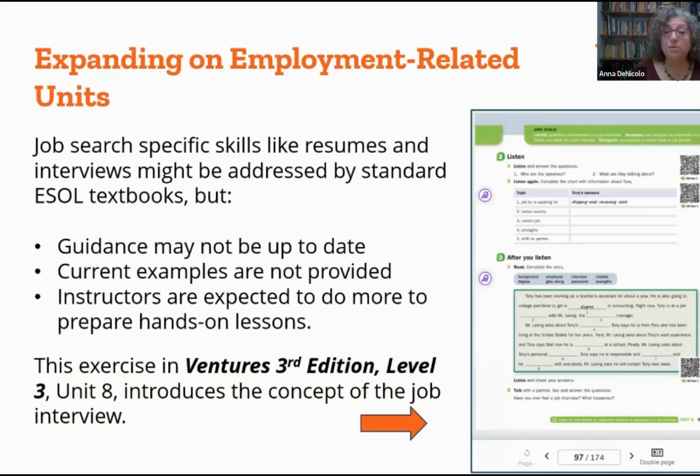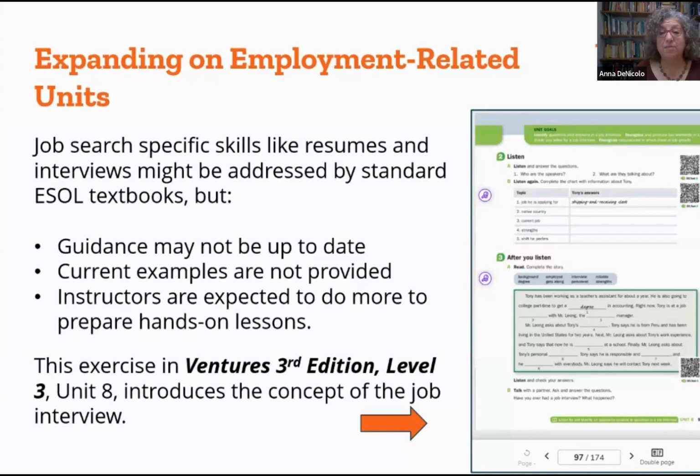The examples provided in an ESOL textbook that relate to employment may not be up to date because job search and employment is changing constantly, and ESOL textbooks are not updated every year. I also found that there is an expectation that instructors have quite a bit of time for lesson planning related to job search, and the expectations might be more than what most instructors can do. That's why using the toolkit could help.